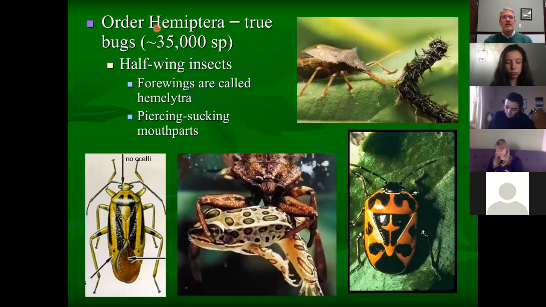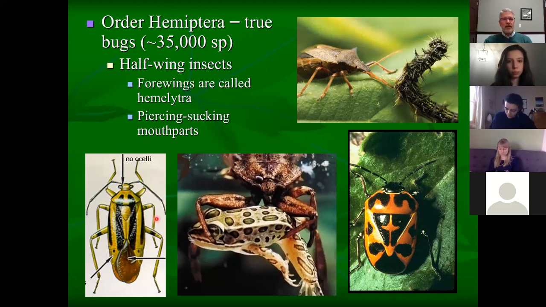We have here, the next order is Hemiptera, which means half wing. These are the true bugs, 35,000 species. That's probably going up every year. It keeps climbing because they keep discovering new species every time they collect in the tropical rainforest. These are the half-wing insects.